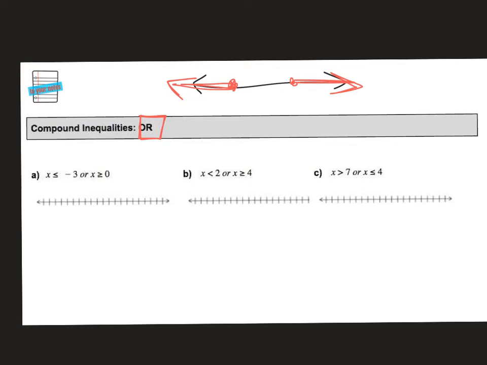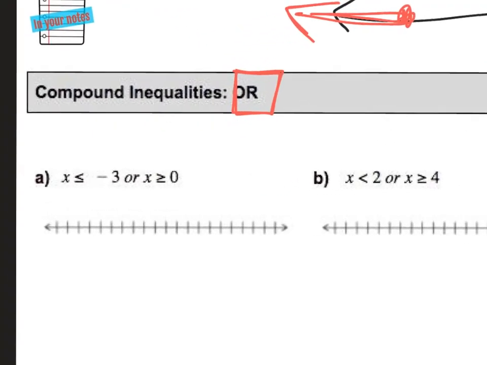So let's look at a few of these examples. So our first one, we have x is smaller than negative 3, or x is bigger than or equal to 0. So let's put these numbers on. We've got, let's zoom in again. We'll go negative 4, negative 3, negative 2, negative 1, 0, 1. So close dot on both negative 3 and 0.